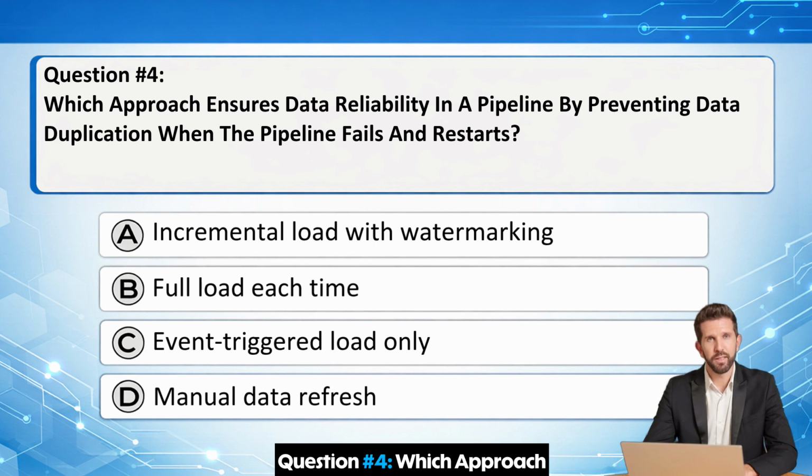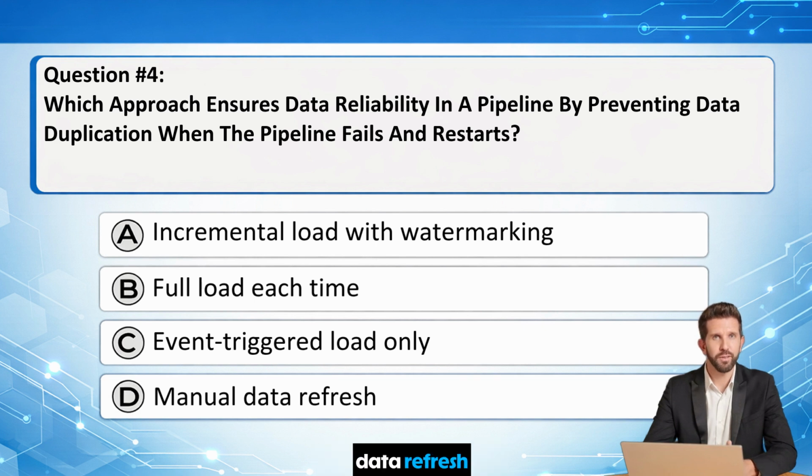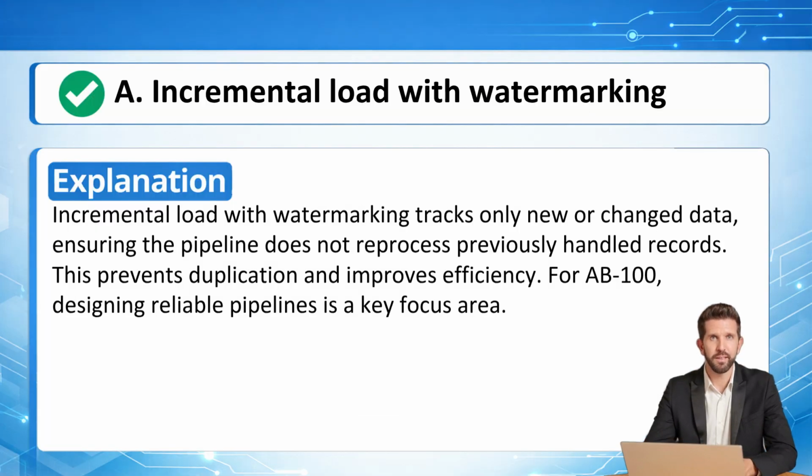Question number 4. Which approach ensures data reliability in a pipeline by preventing data duplication when the pipeline fails and restarts? A. Incremental load with watermarking. B. Full load each time. C. Event-triggered load only. D. Manual data refresh. Answer: A.